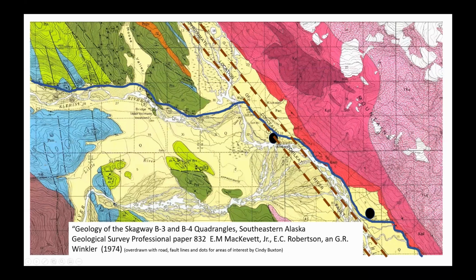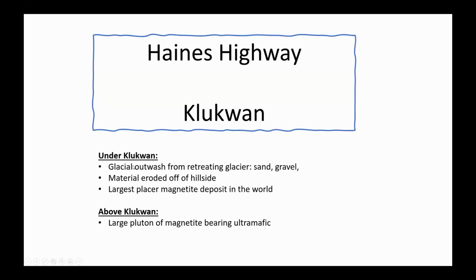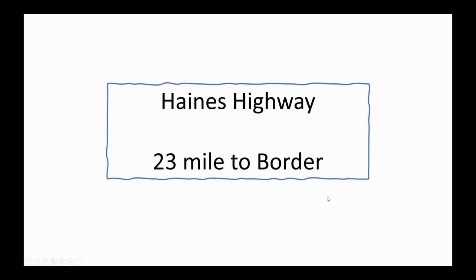Okay, so now let's see. Oh, and here's what that ultramafic can look like, and here's some of the magnetite there, and the magnet sticking to it. Okay, so let me see. Oh, here we go. Under Klukwan, there's glacial outwash from the retreating glacier, leaving sand and gravel, and then the streams filled in, bringing in more sand and gravel. Material has eroded off the hillside and left this big alluvial fan, and it is the largest placer magnetite deposit in the world. Above town, there's a large pluton of magnetite-bearing ultramafic, and those other rock types. Haines Highway, 23 miles to the border.